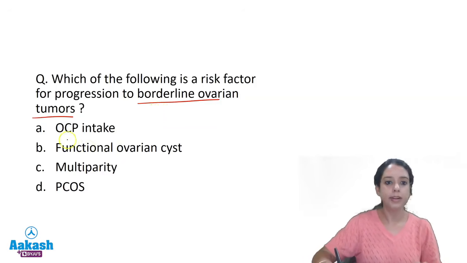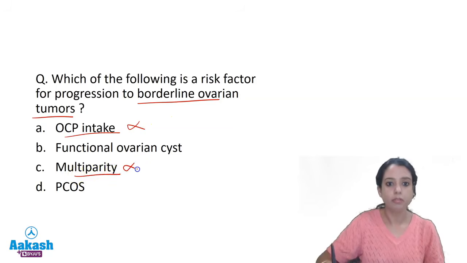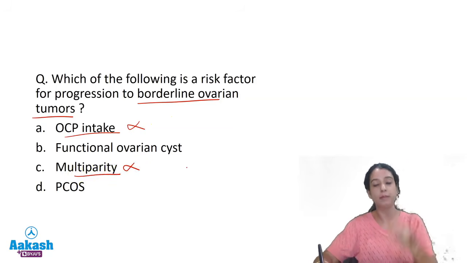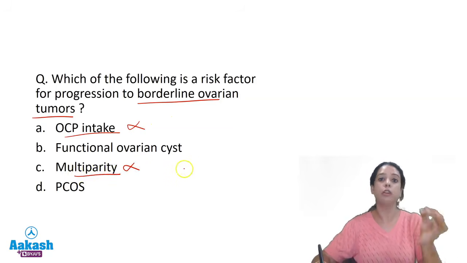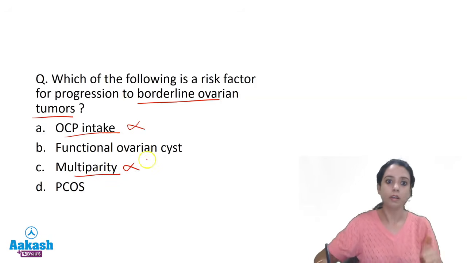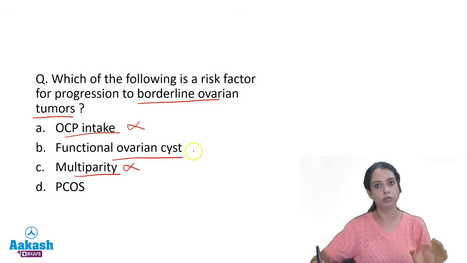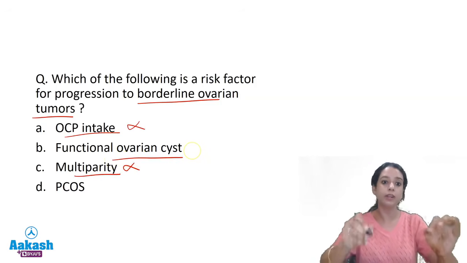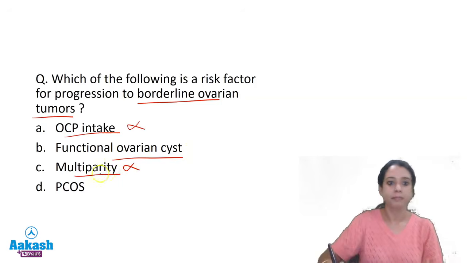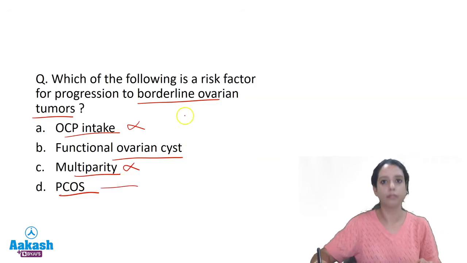OCP intake, no. We all know that OCPs are protective in ovarian cancer. Multiparity? No. Nulliparity. People who are nulliparous, who do not breastfeed, are at risk of ovarian cancer. Functional ovarian cyst is completely benign. It has no risk of progression to ovarian tumor. That is why we don't even remove the functional ovarian cyst. PCOS as such has not been directly described to cause ovarian tumor.